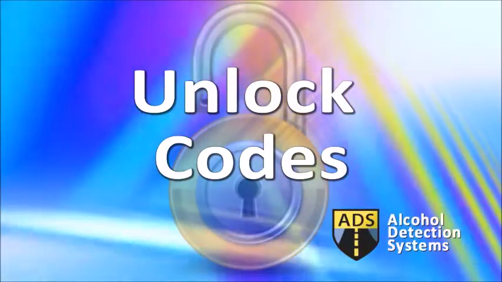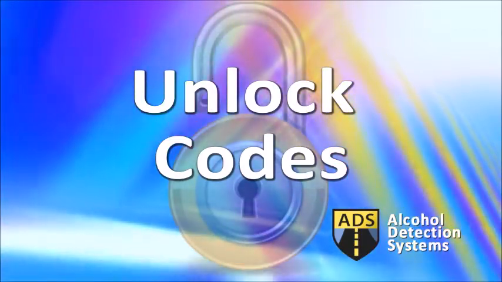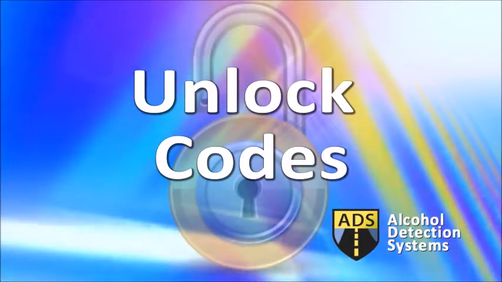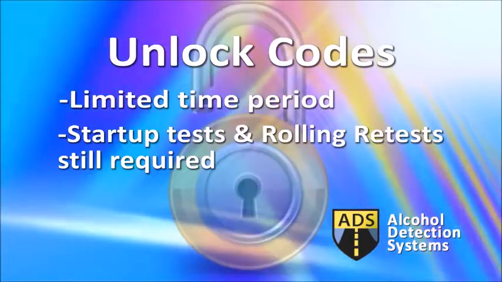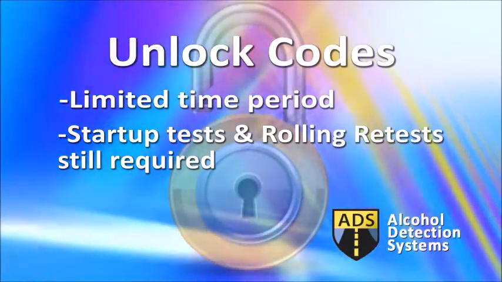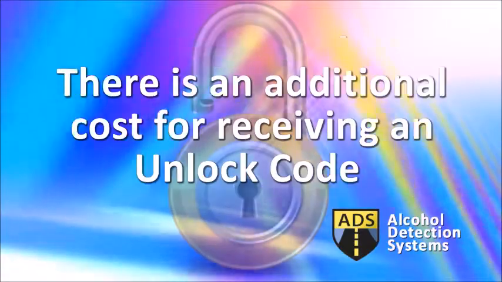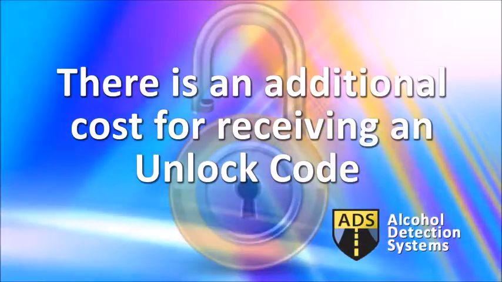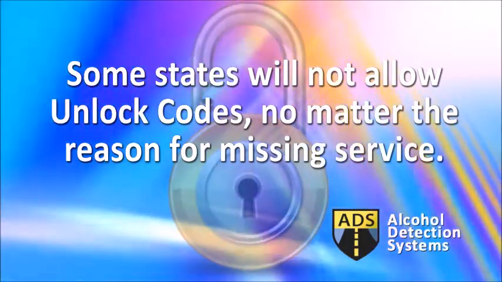The Determinator features a one-time unlock code, which if allowed by your sentencing agency, can allow the device to be unlocked should your device become completely locked out. This code is only good for specific time periods. Startup tests and rolling retests are still required, but in some instances, the code could save you tow fees. It is important to understand there is an additional cost to receiving this code, and some states will not allow it no matter the reason for missing your scheduled appointment.